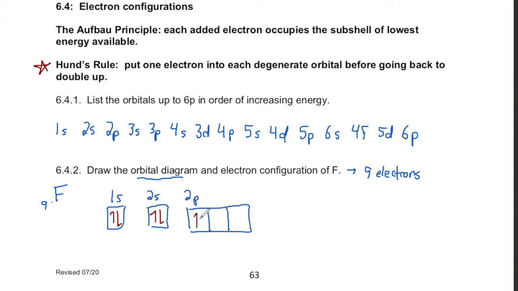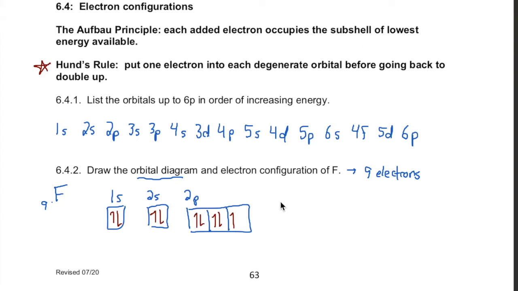There are 3 orbitals that are all the same energy. So we put 1, 2, 3 all spread out before we go back and double up. 4, 5. So 2, 4, 6, 8, 9. Those are the 9 electrons for fluorine. And this is the orbital diagram.